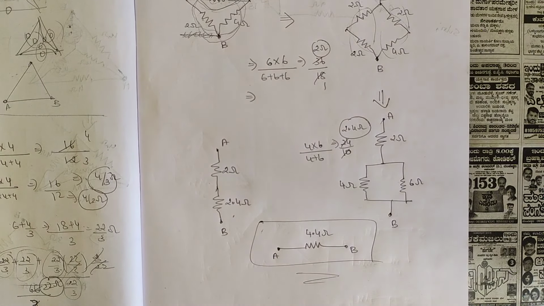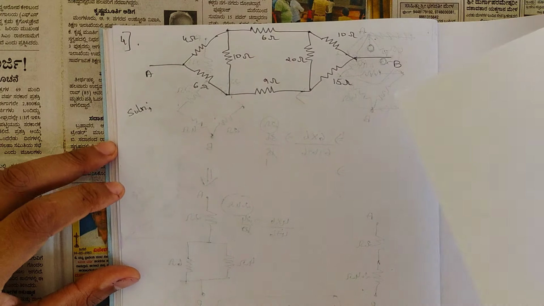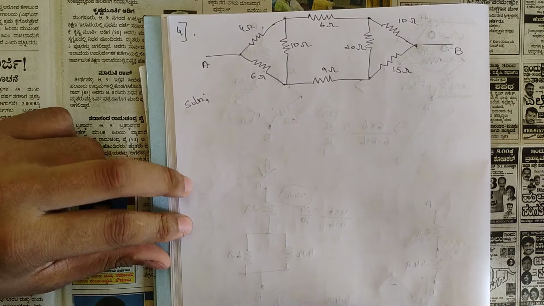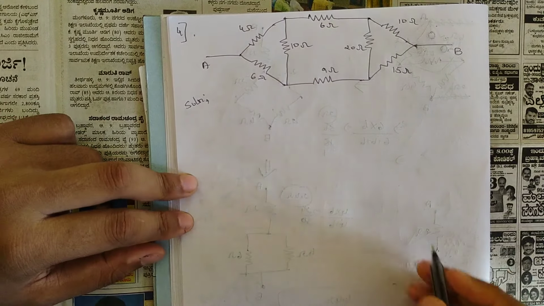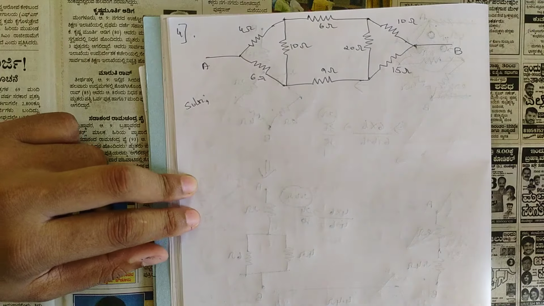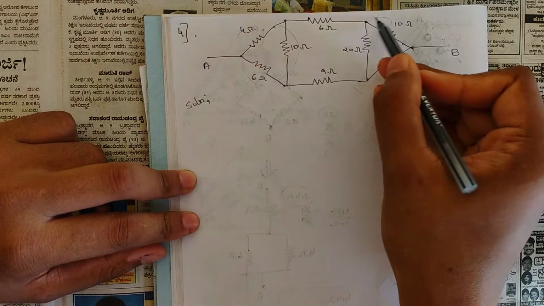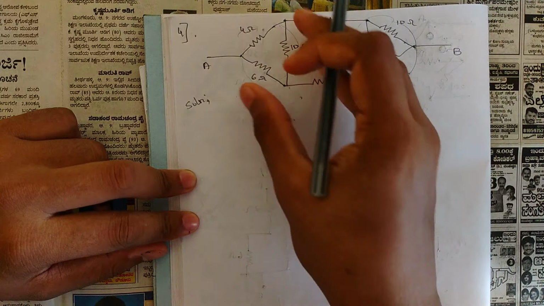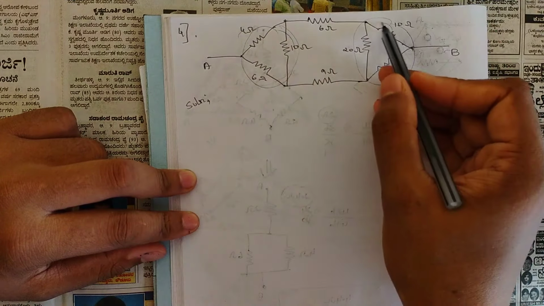Let's solve one more problem and wind up this session. So this is the next question. This network looks complicated, right? But believe me, this is very, very easy. Not complicated at all. See here, this is one delta, this is one delta. We have two separate delta connections, not connected together. So we can say that we are having two delta connections here.